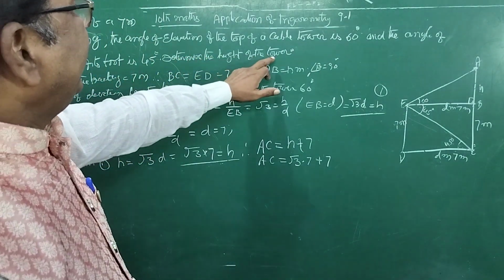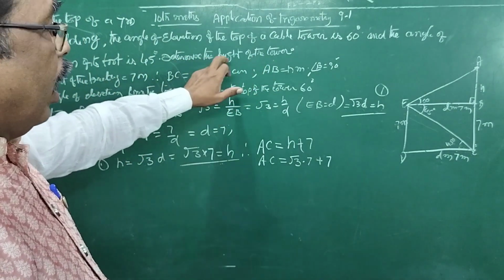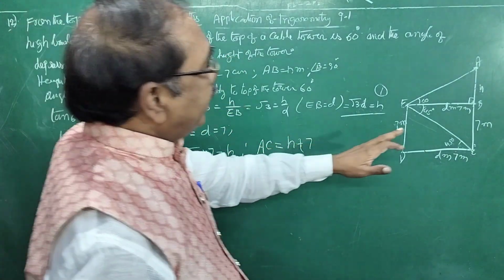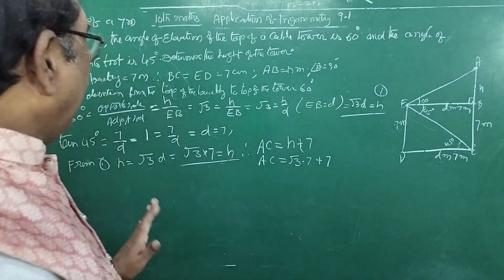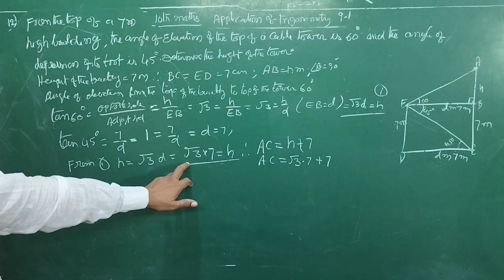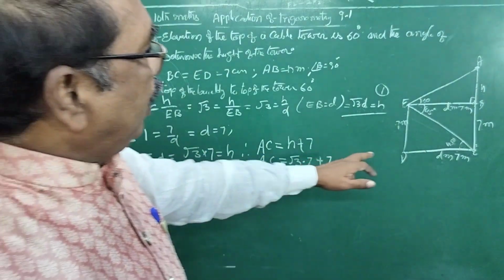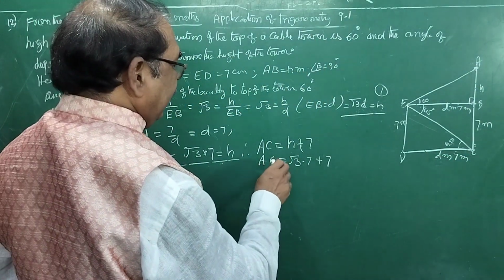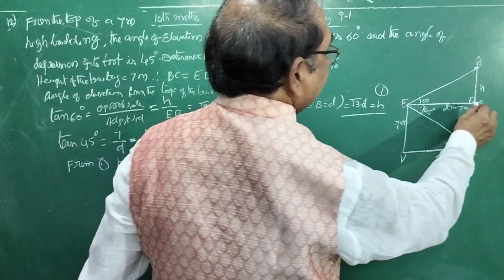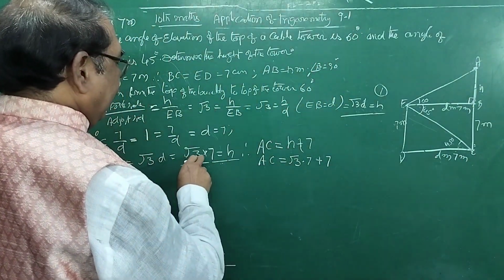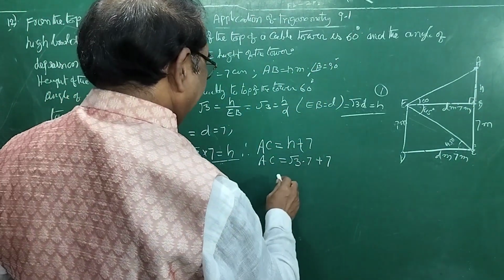Determine the height of the tower. We have to find out the height of the tower. What is the height of the tower? Already we found it: the height of the tower is H. Now the total height we are finding out. AC is equal to H plus 7. Here, H is equal to root 3 into 7, so plus 7.